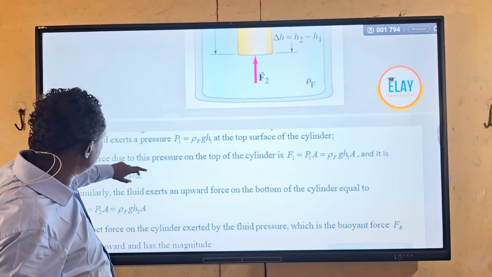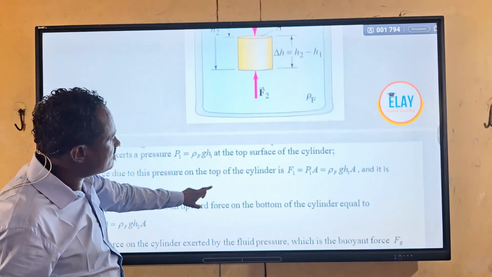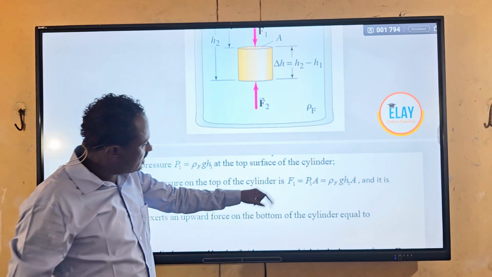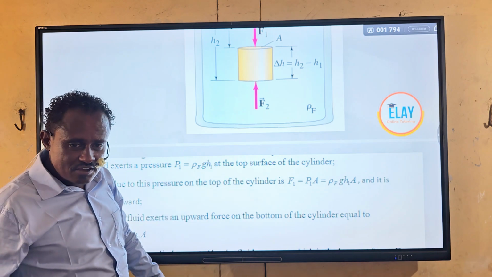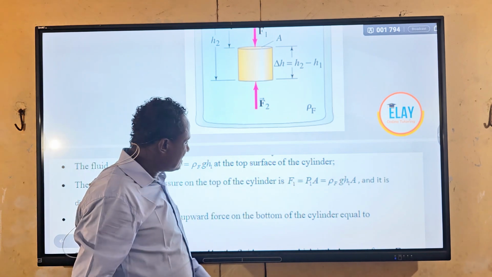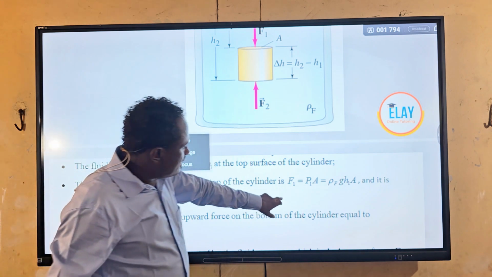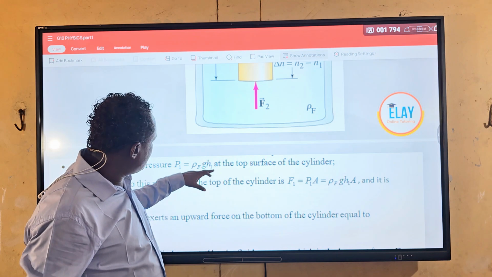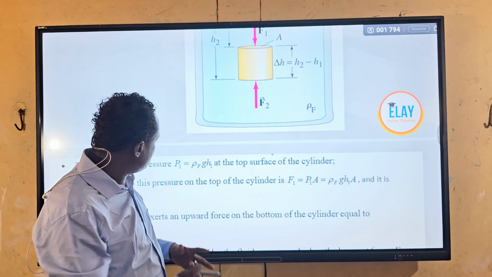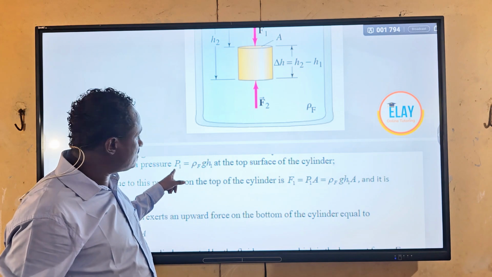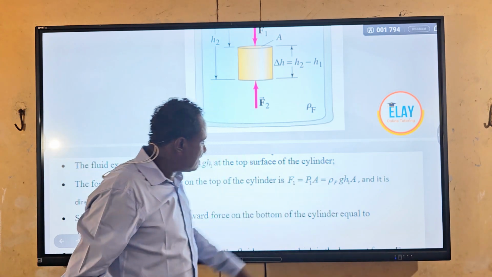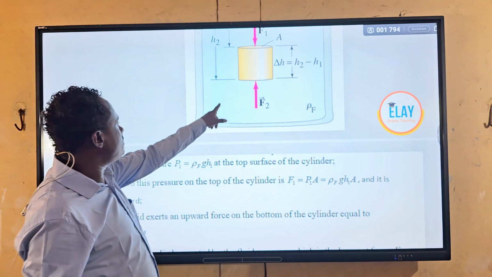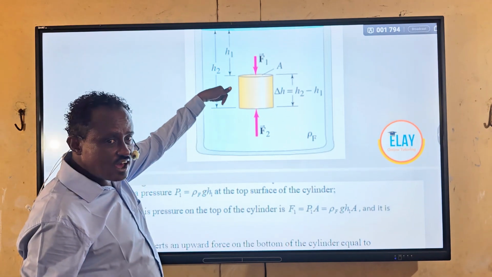The force due to this pressure on the top of the cylinder is F1. From the definition of pressure, as force over area, the force is the pressure times the area, and the pressure is given by what we already defined here. After substituting the mathematical expression for pressure into this equation, we obtain this result, and it is directed downwards, as we can see from the figure.